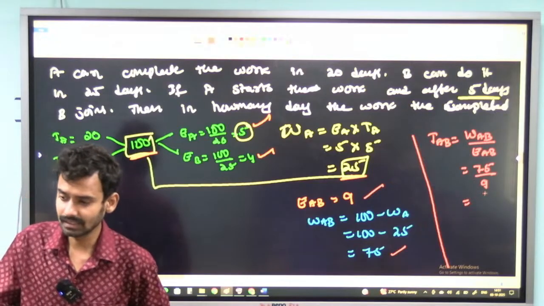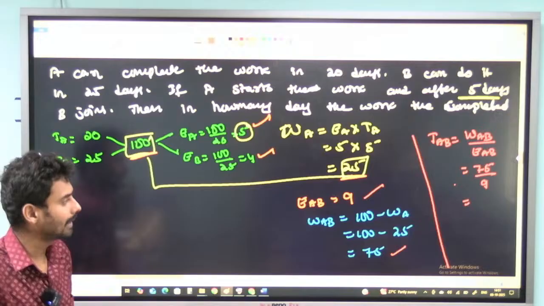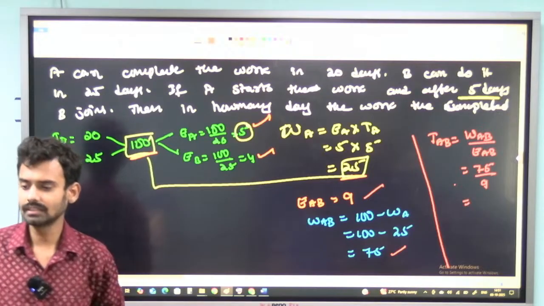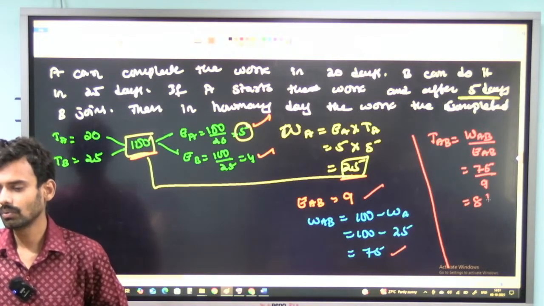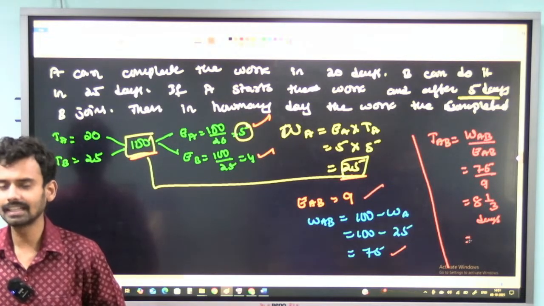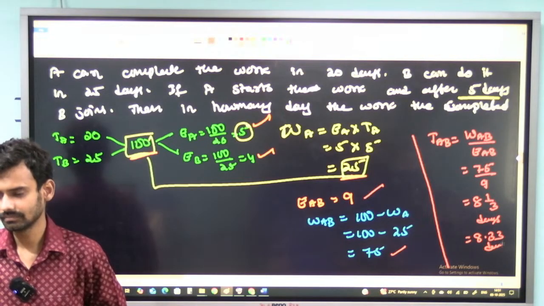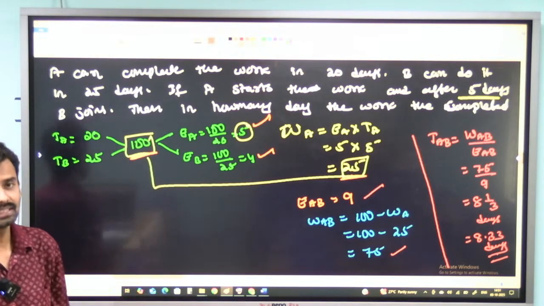Now if you cancel this, 9 8s are 72, 3 will be remaining. 3 by 9 is nothing but 1 by 3. So the answer for this question is 8 1 by 3 days. If you want to further simplify this in the decimal format, you will be getting the answer as 8.33 days. So the answer for this question is 8.33 days.